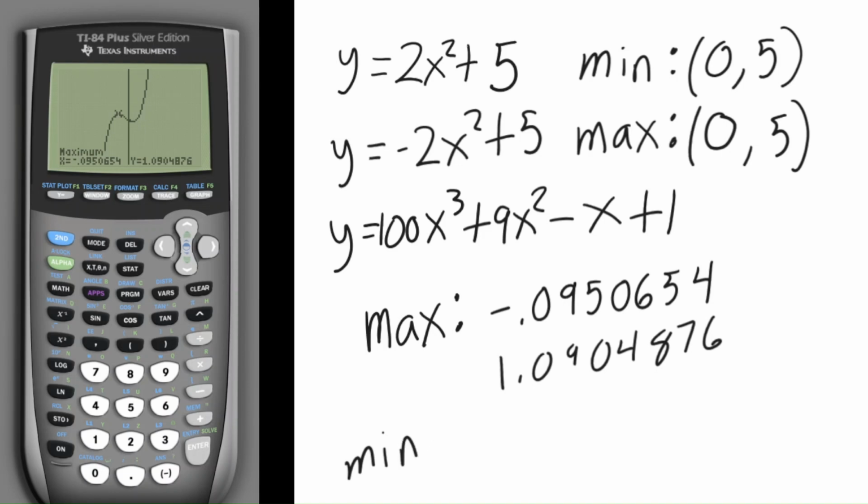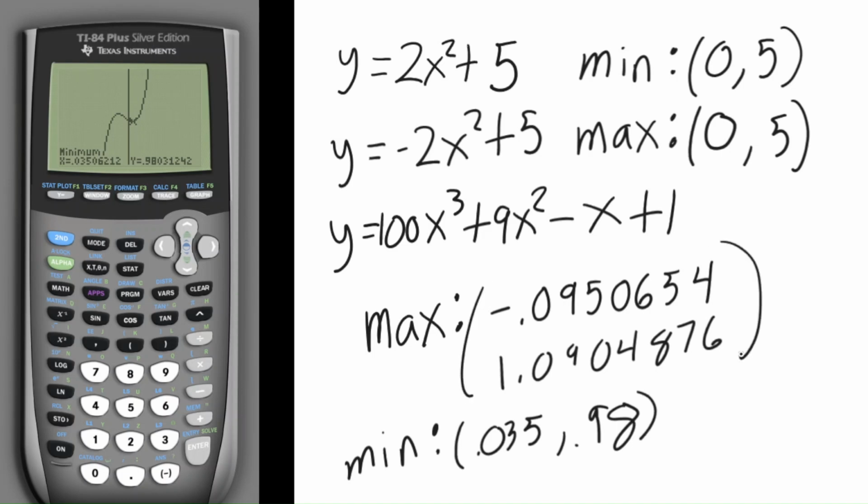If I want to know my minimum, well, I'll just do the same thing. I'm going to calculate the minimum between the left bound, so looking at my min, I go left of the min, but to the right of the max, enter. And I come over here to the right, right bound, enter again. And it gives me 0.035, 0.98. Not very consistent on my rounding, but you get the picture. We have this value for the min, and we have this value for the max. And we did it entirely on our calculator.